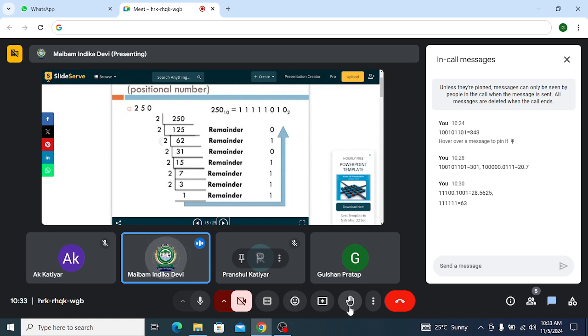Similarly you proceed in this fashion. Divide each number you get by 2, and whatever the remainder is, you write on the right hand side. 125 divided by 2, you get 62, the remainder is 1. 62 divided by 2 is 31, the remainder is 0. 31 divided by 2 is 15, remainder is 1. 15 divided by 2 is 7, remainder is 1. 7 divided by 2 is 3, remainder is 1. 3 divided by 2 is 1, and the remainder is 1. So these are the remainders.